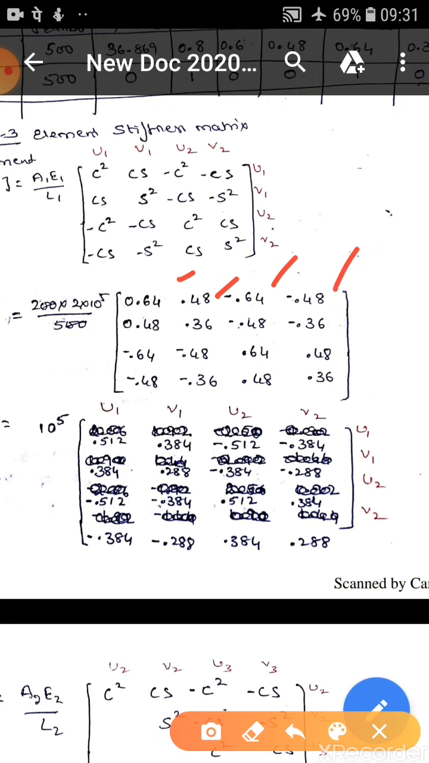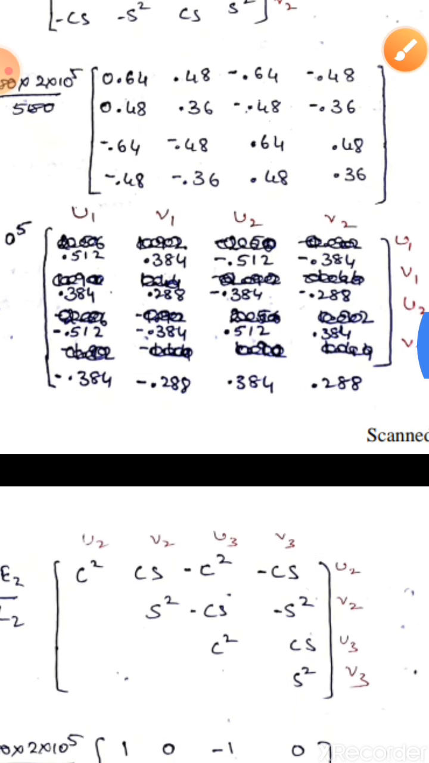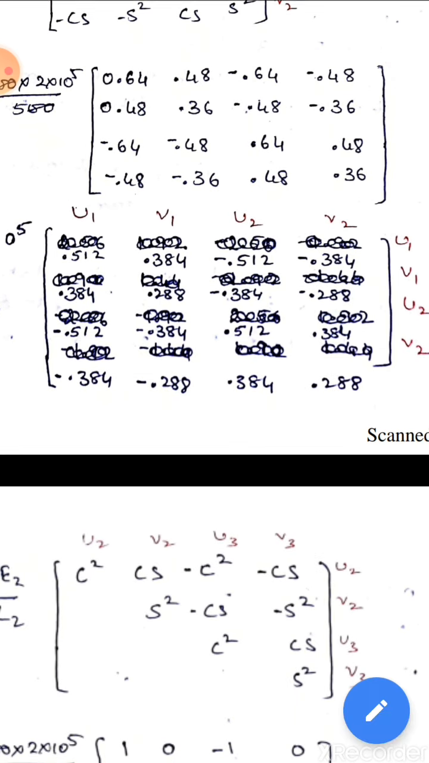Feed it. Next, simplify this. That is 2 into 2 4 divided by 5 is 0.8. 0.8 multiplies to each term. I have just done it. I made a mistake initially, later I rectified it. These are the final values when you multiply 0.8 to the above matrix.